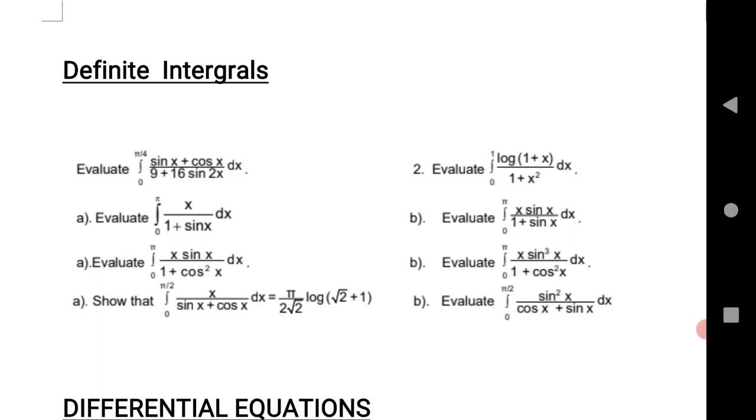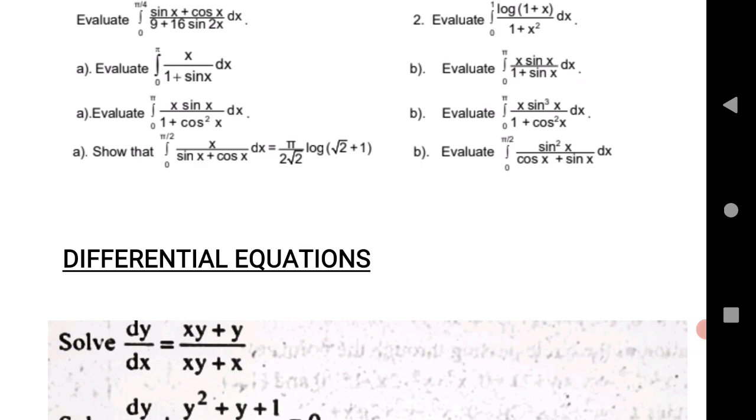Let us go to the next chapter, a very important chapter, definite integrals. This is the chapter that gives maximum marks, 7 marks for both the states. Practice these questions. I have given just limited questions here. Practice these questions, they will definitely give you good marks in your board exam.